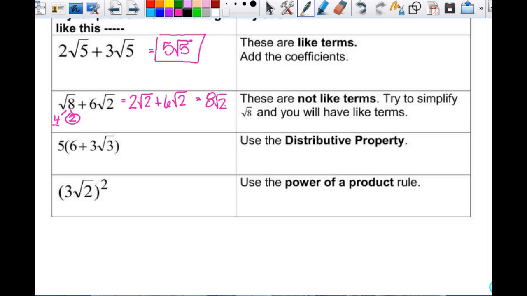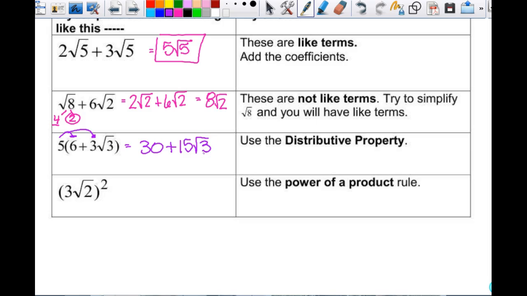Everybody okay with that? All right, so when you have something like the distributive property, you distribute just like you would no matter what it is. Multiply with that. 5 times 6 is what? 30. What's 5 times 3 square root of 3? 15 square root of 3.